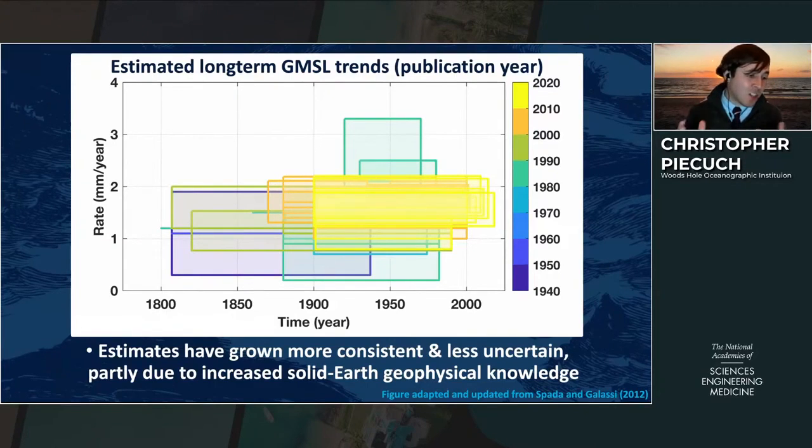Long story short, the history of global mean sea level estimates is typified by an increasing amount of solid earth geophysical knowledge being brought to bear. Consequently, these estimates grow more consistent and less uncertain. In the beginning, estimates were all over the place and ranged anywhere from basically no rise to up to 3 millimeters per year of rise. But over the last decade, we've converged to estimates for the 20th century rate of between 1 and 2 millimeters per year. In fact, in the past 5 years, we've really been converging to these lower numbers between 1 and 1.5 millimeters per year.